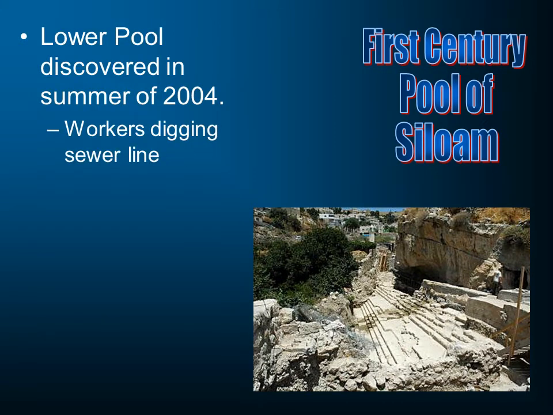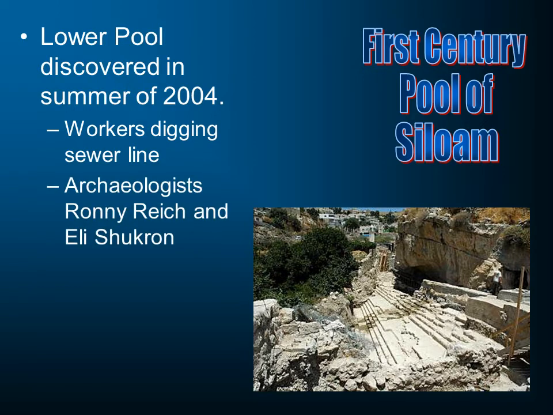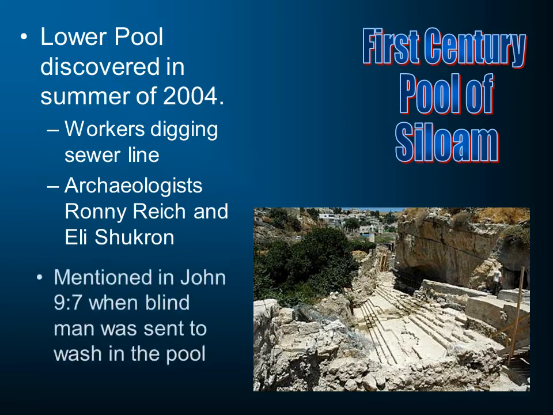There were some workers that were digging a sewer line. We'll see the piping in that in just a moment. And they were going to do some repairs on the sewer line, and they uncovered some old stones. And so they called in archaeologists Ronny Reich and Eli Shukron, and they came up, looked at the stones, and they verified these are indeed going back to the 1st century. These are Herodian stones. And they cleared out the area.